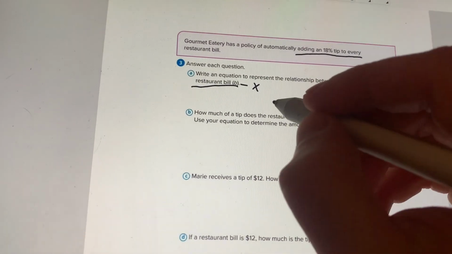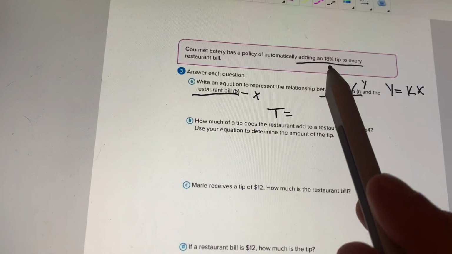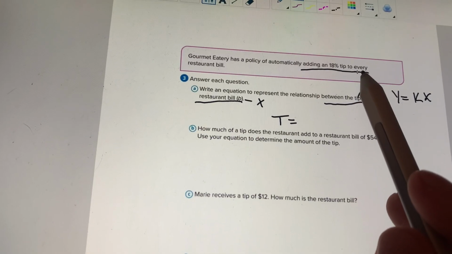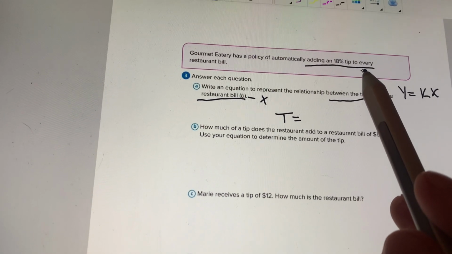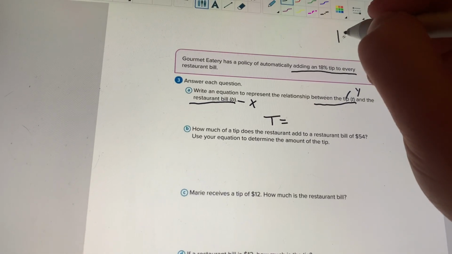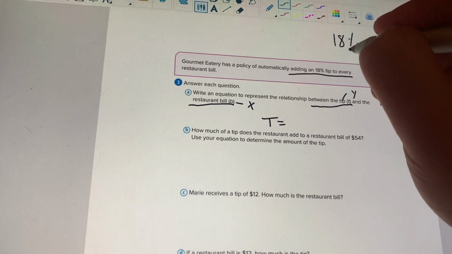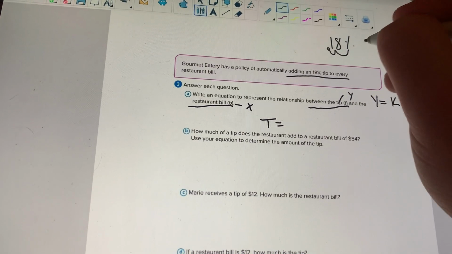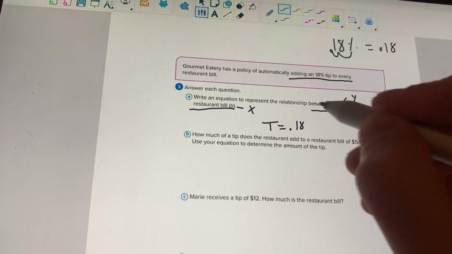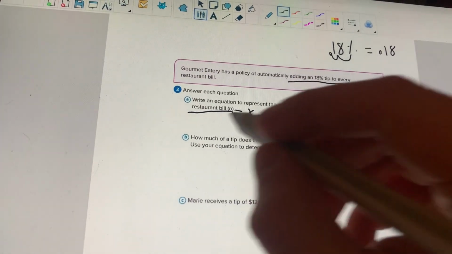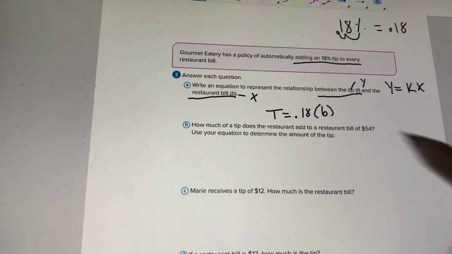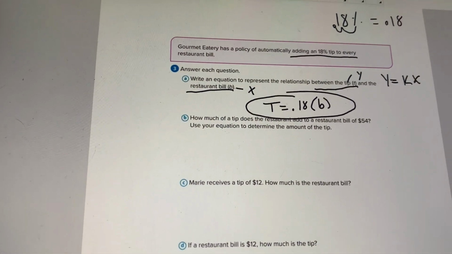So we have T equals, now our constant in this is going to be 18% because that is added to every single tip. It stays consistent for every single bill. So I need to write this as a decimal. 18% as a decimal, I move it over 2 spaces, is 0.18. So tip equals 0.18 times whatever my X is, which would be my total bill. So this is going to be the equation that we have to use.